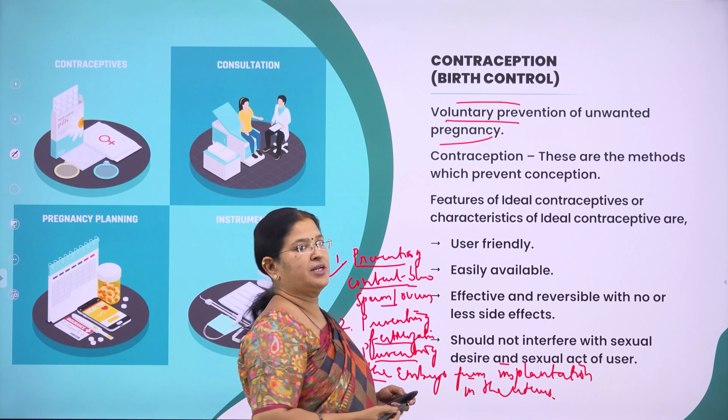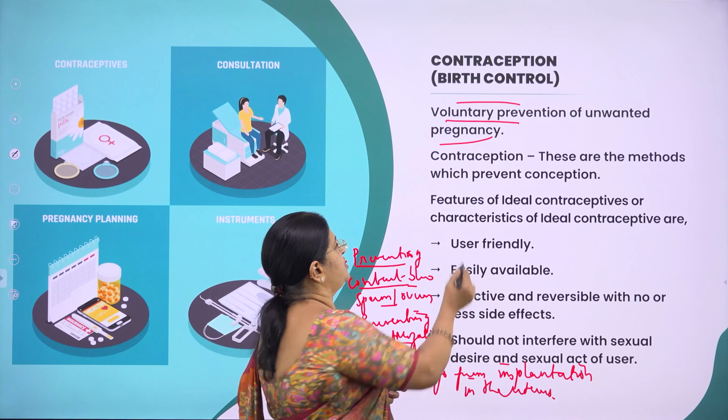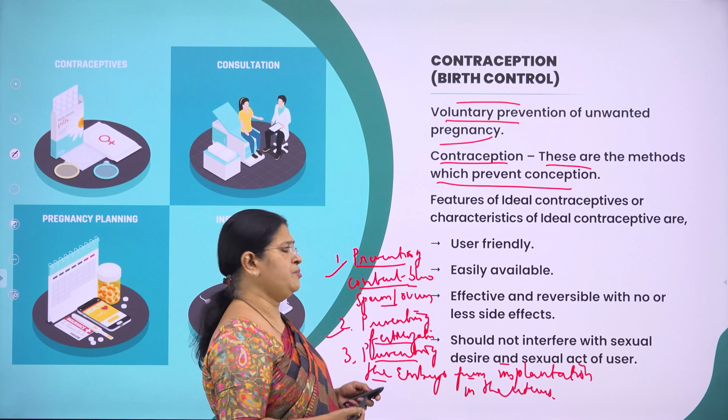As I said, voluntary prevention of unwanted pregnancy is called contraception or birth control. So the contraceptive methods are the methods which prevent conception, as I have already explained.